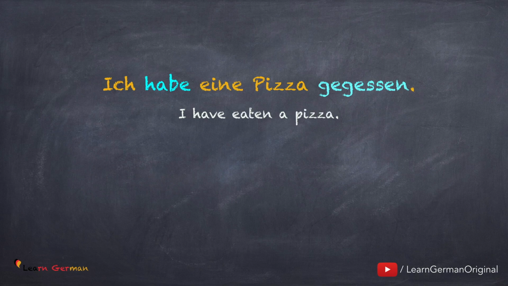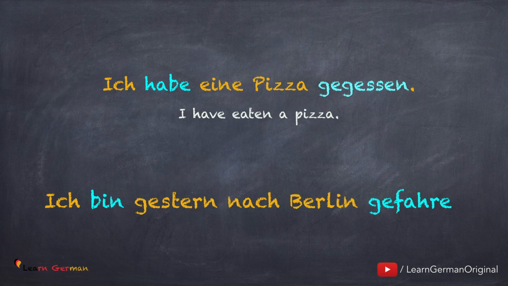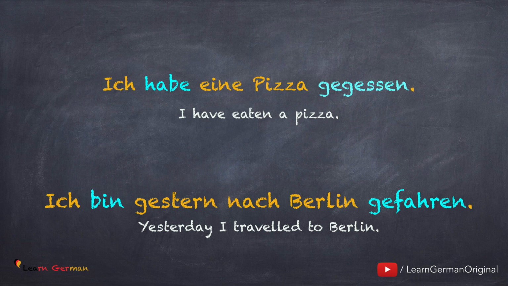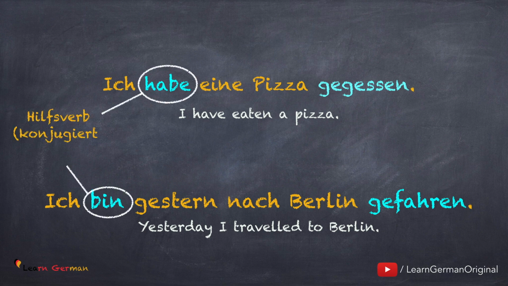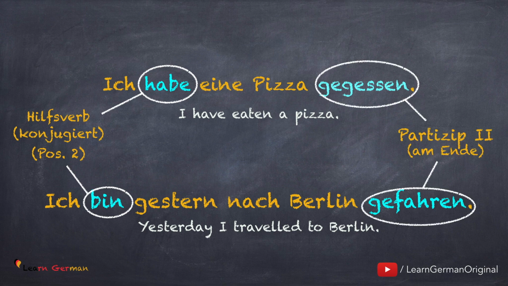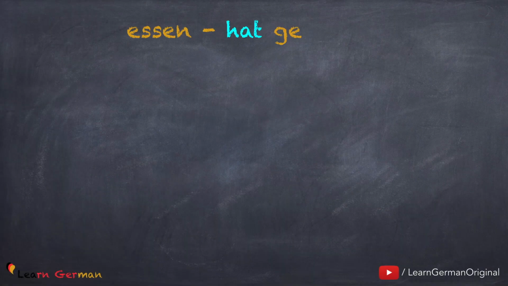Ich habe eine Pizza gegessen. Ich bin gestern nach Berlin gefahren. In the first sentence, the Hilfsverb is haben. In the second one, sein. Both these verbs are in the second position. The Hilfsverben have to be conjugated. Let's quickly go through their conjugation.